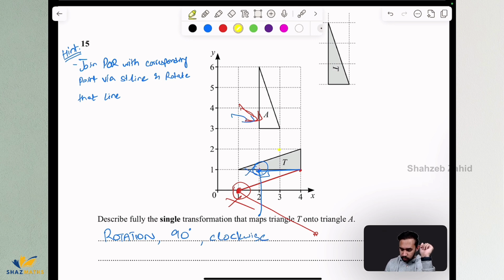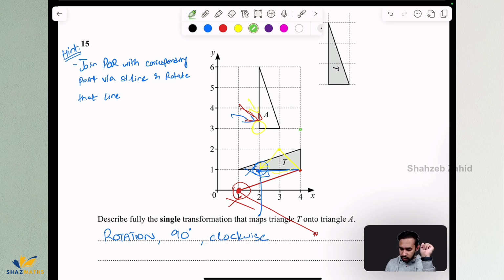The third one was this one. So let's join them by a straight line. If I rotate it 90 degrees clockwise, from here it's going to come along this orientation, which would end up here. But again, I need the point to be here, this one, right? So that's not true as well.